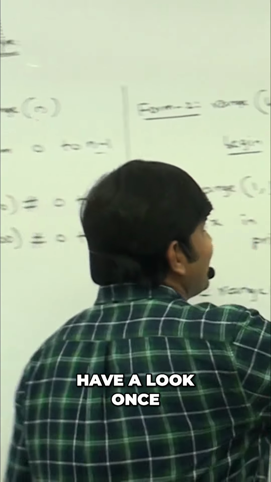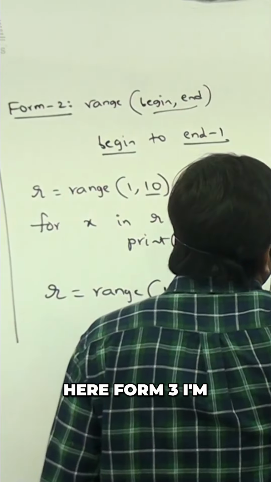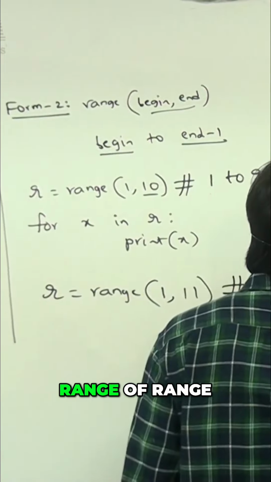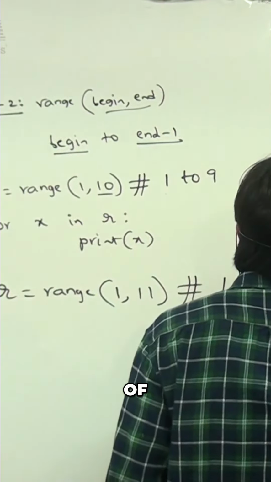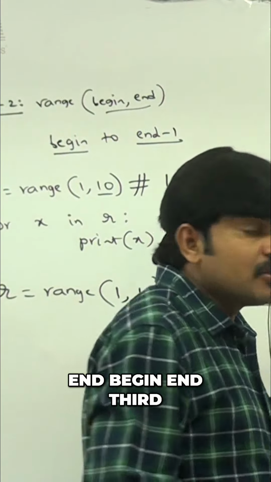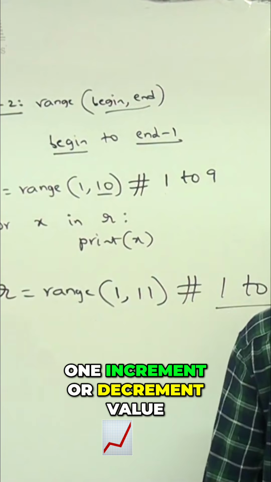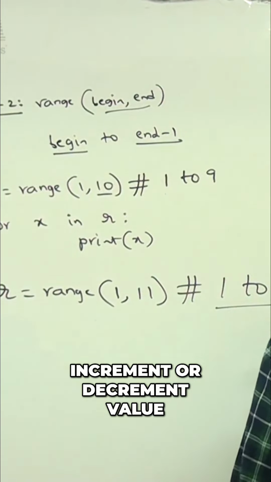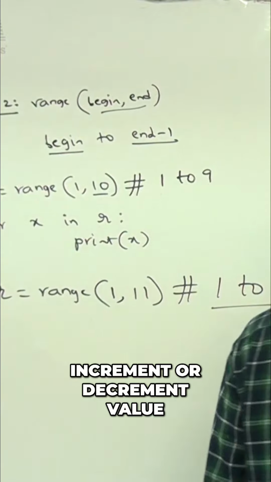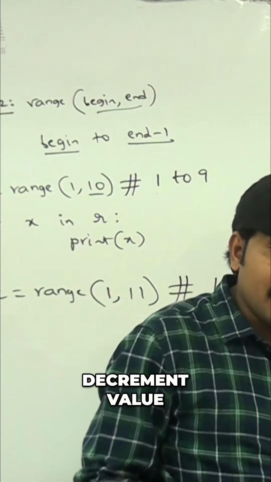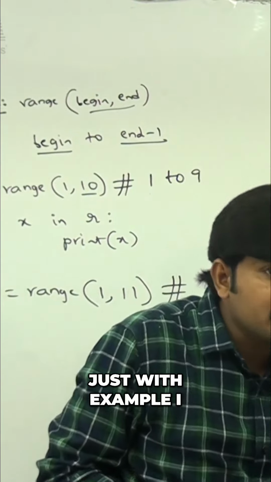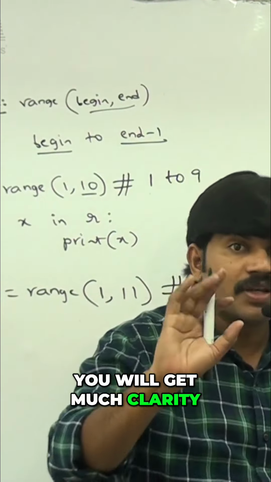Okay, perfect. Have a look once. Here, form 3, I'm taking, sir. What is that? It is range of begin, end, and third one, increment or decrement value. Begin, end, increment or decrement value. Like this, right? Sir, what it means? How much increment you want? Just with example I will explain so that you will get much clarity.